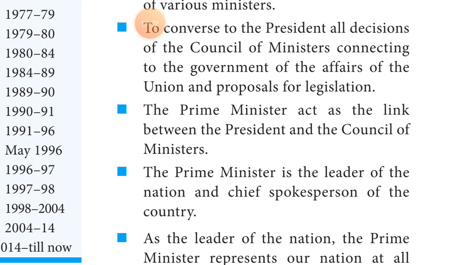Next, the Prime Minister is the leader of the nation and the chief spokesperson of the country. That is very, very important. The Prime Minister is the leader of the nation, but the President is the first citizen of the nation. And he is the chief spokesperson of the country. Whatever instruction is to be given, the Prime Minister alone is responsible for giving the speech among the people.